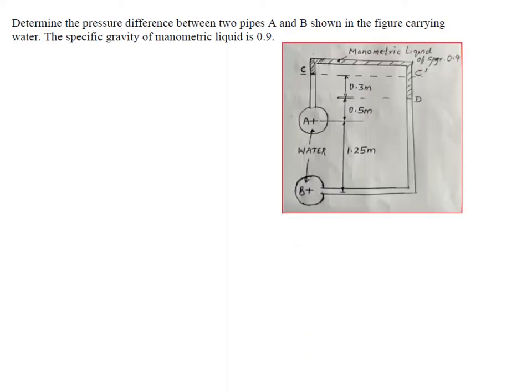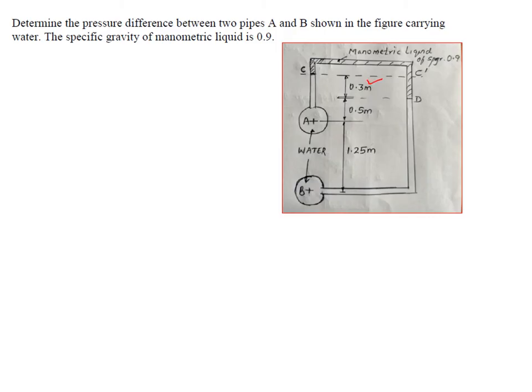So determine the pressure difference between two pipes A and B as shown in the figure. The specific gravity of manometric liquid is given. Manometric liquid is that which, when it displaces, helps you measure the difference in liquid levels to find out the pressure difference between two points A and B. So this is the problem here. The two pipes running here, A and B, are connected by this manometer. Whenever we connect this manometer, high pressure liquid will enter and try to displace this liquid. So here the displacement is given as 0.3 meters.